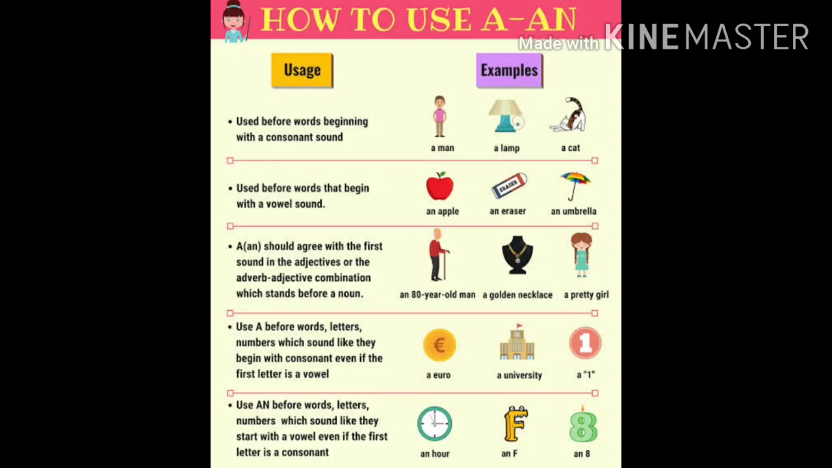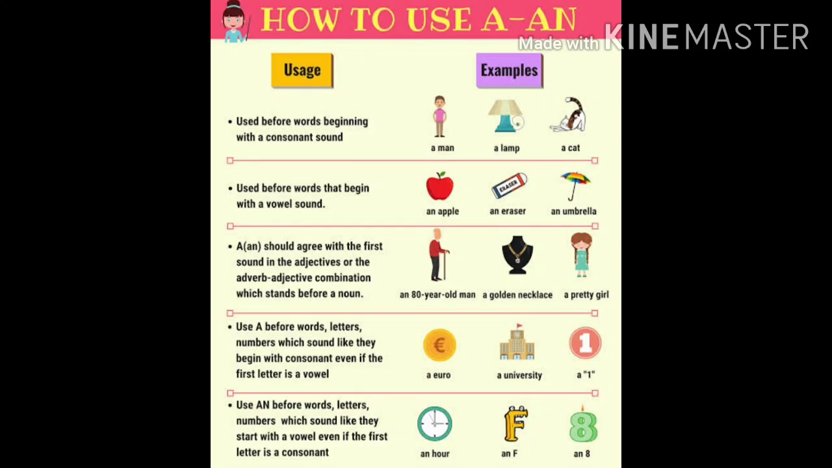See the third rule: a or an should agree with the first sound in the adjective, or the adverb-adjective combination, which stands before a noun. Just remember one thing: pronounce the word. If there is an adjective, read the word with the adjective, and if the pronunciation starts with a vowel sound, before that you use an, and if the pronunciation starts with a consonant sound, there you use a.